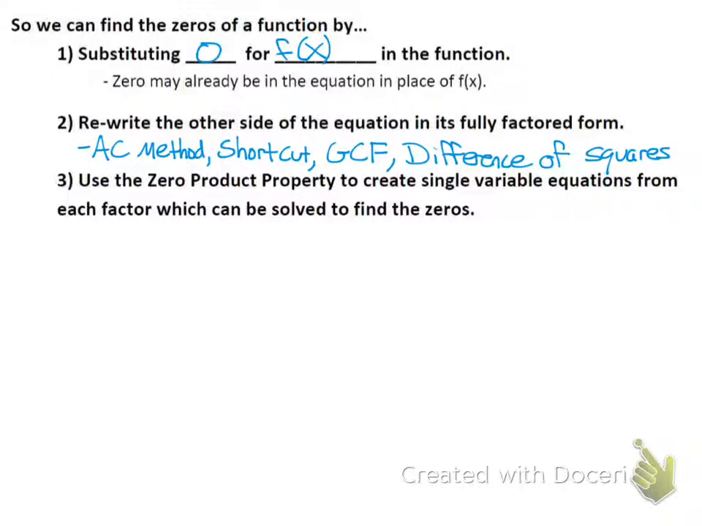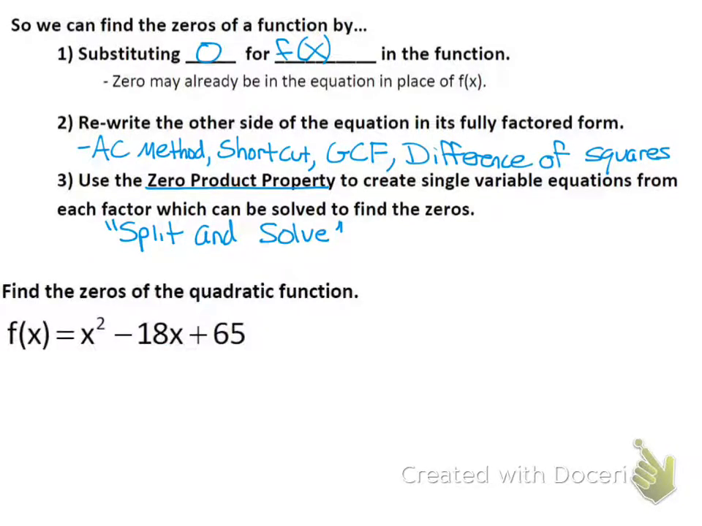And then last but not least, you're going to use the zero product property to create two single variable equations and then solve to find the zeros. Remember, that's the split and solve stage. So what does this actually look like when we apply it to a problem?